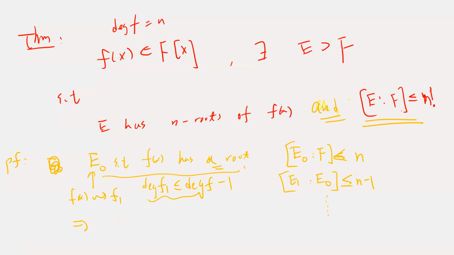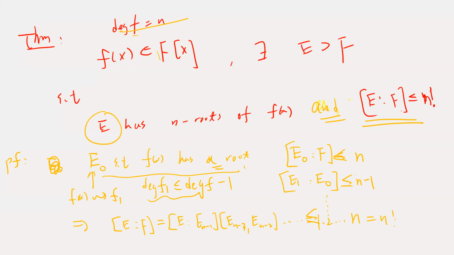Using the tower formula, the final step E can be written as [E : E_{n-1}][E_{n-1} : E_{n-2}] and so on, down to the first step, with factors from 1 up to n. So this is less than or equal to n factorial. That means if you have a degree 3 polynomial, you can find an extension field of degree at most 6 which contains all these roots. Yeah, I think this is a beautiful result.